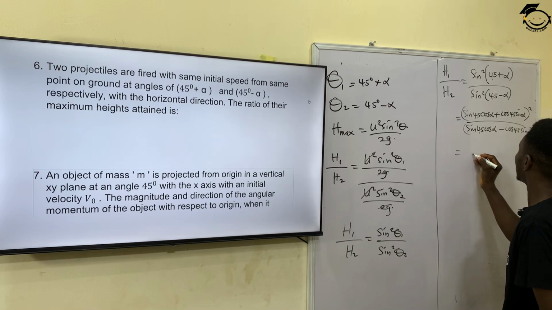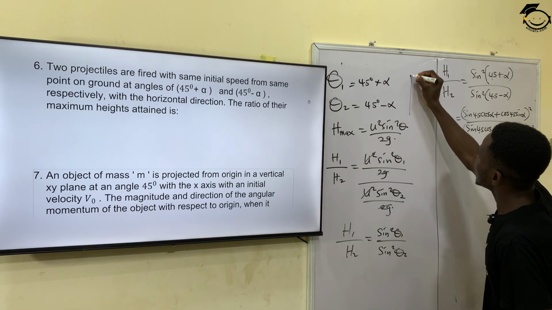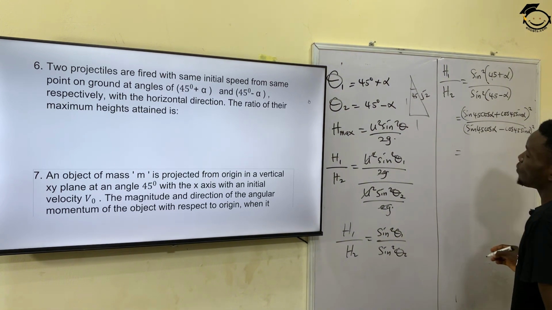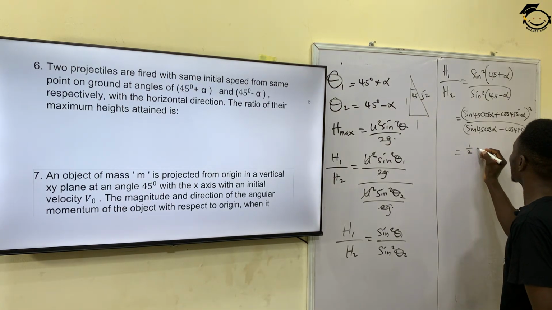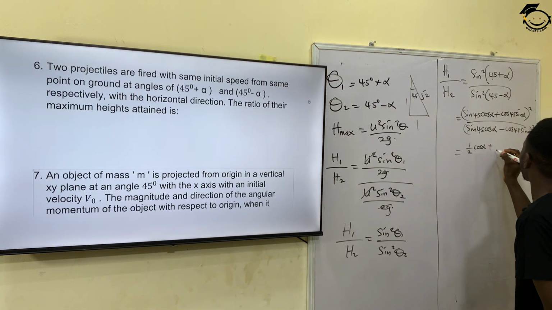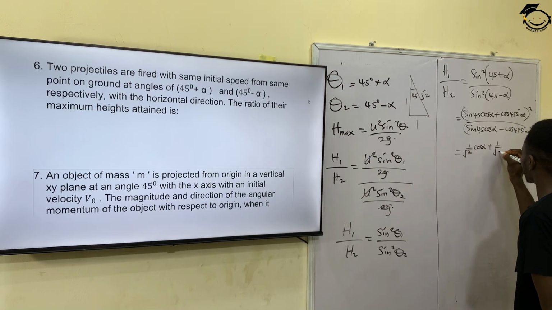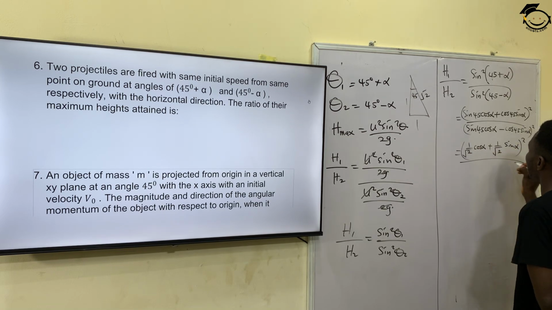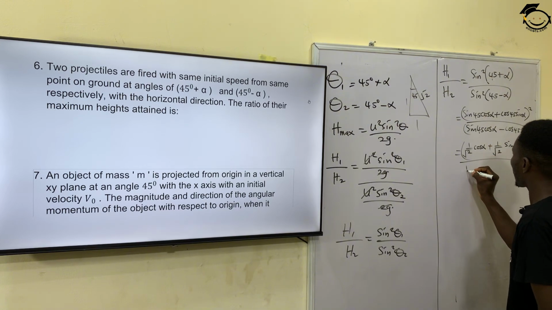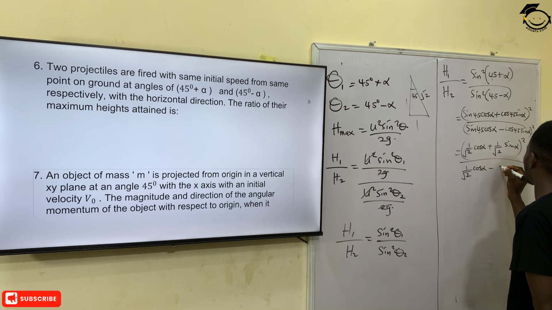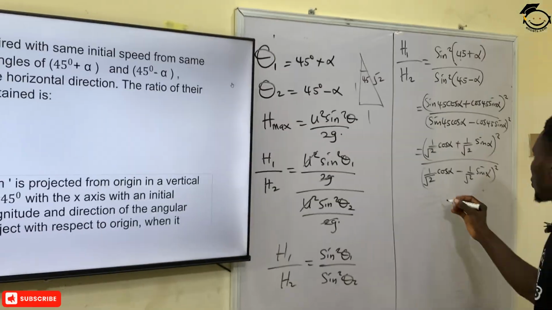So for 45 degrees, looking at my trigonometrical ratio, if this is 45, this is root 2, 1, 1. So sine 45 is 1 over root 2. So I have 1 over root 2 cos alpha plus 1 over root 2 sine alpha, all squared, over 1 over root 2 cos alpha minus 1 over root 2 sine alpha, squared.